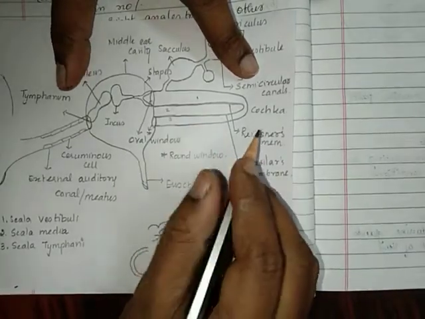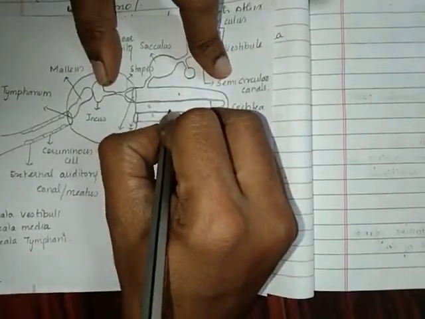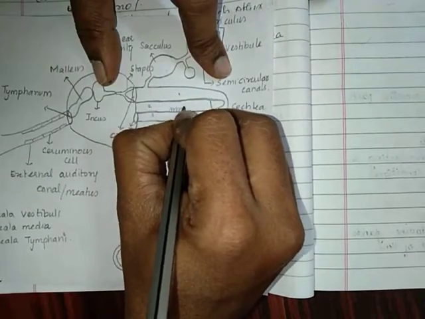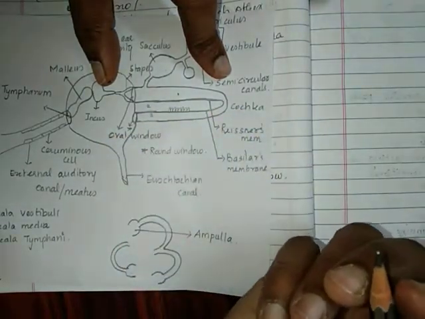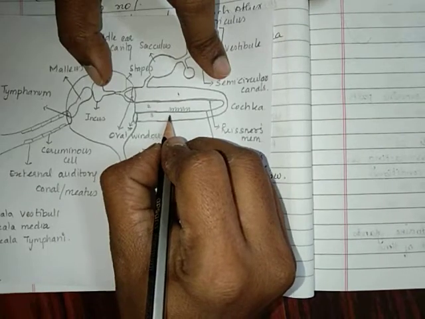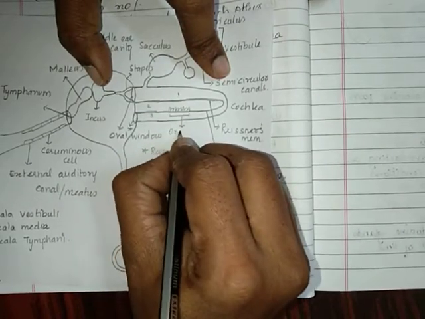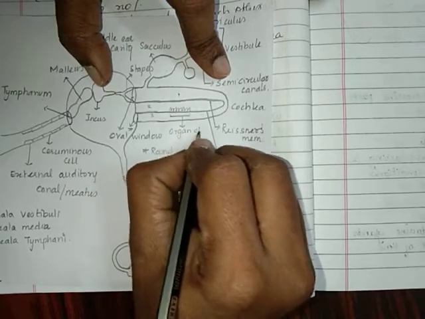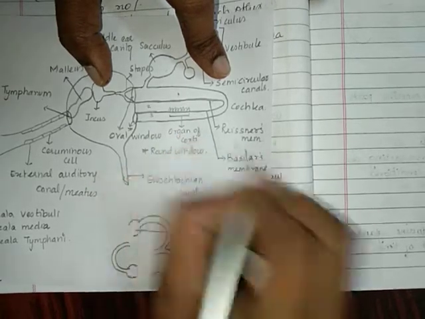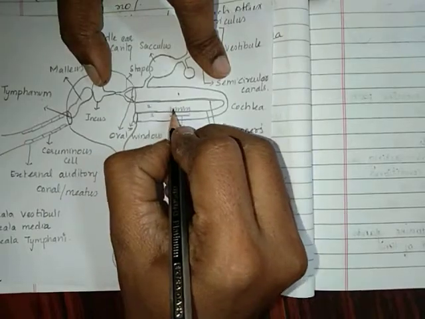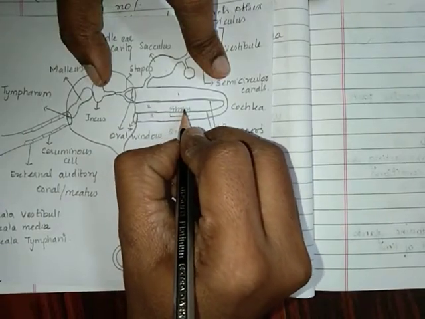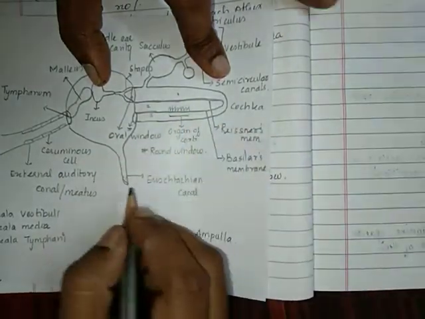In the basilar membrane there are groups of sensory cells. I am just marking them as cells. These groups of cells are called the organ of Corti, and they have stereocilia on their surface. So these are sensory cells.